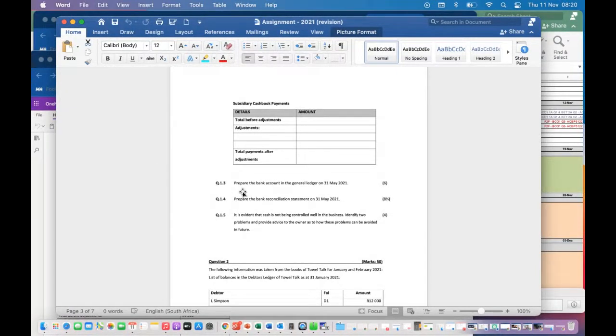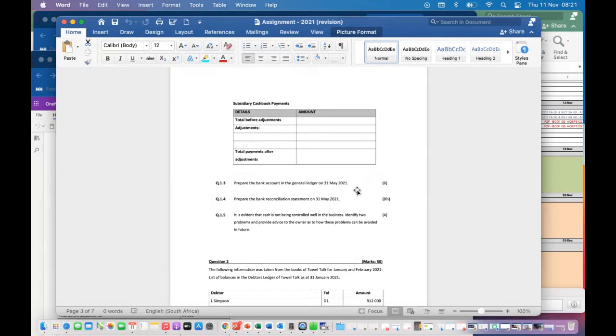Then question 1.3 says prepare the bank account in the general ledger on 31 May 2021. I was quite surprised by the things that I was seeing. Guys, this is stuff in 1A, okay?